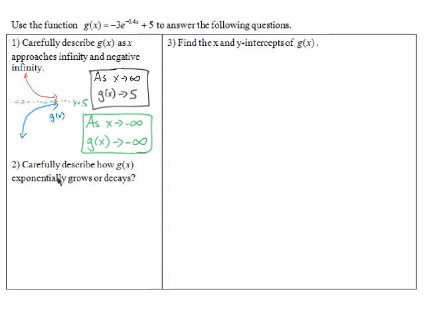Carefully describe how g of x exponentially grows or decays. Well, the graph right here looks like it's growing, but it really is an upside down decay. It is a decay because this red graph is kind of what it looked like before it got reflected over y equals 5. So it really is decaying. The first thing we have to realize is it is a decay. Second, let's talk about this one. This is just upside down.